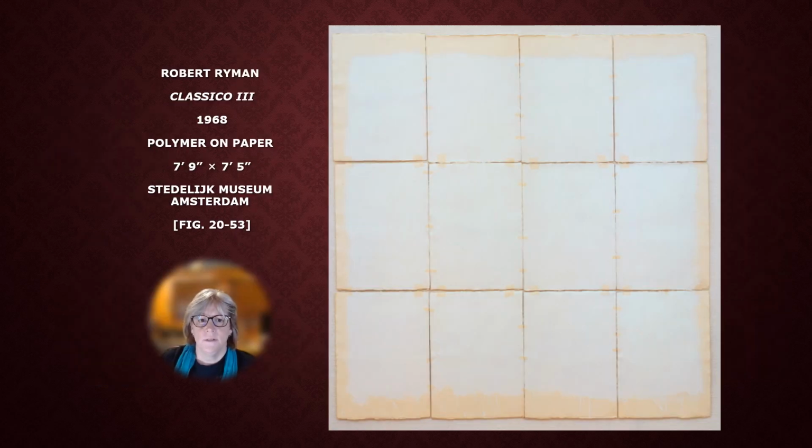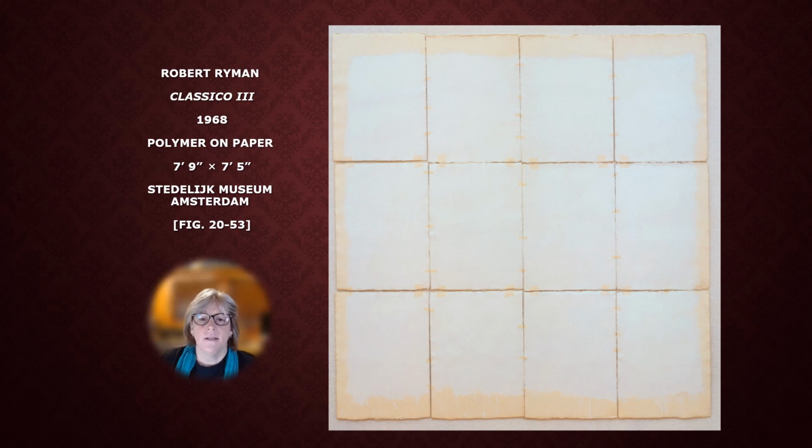Robert Ryman was concerned with the relationship between pigment and support. He was fascinated by paint and its qualities. By the mid-60s, Ryman started using only white in his works. This piece is polymer on paper and is titled Classico 3. All we can see here is white paint applied to handmade paper.